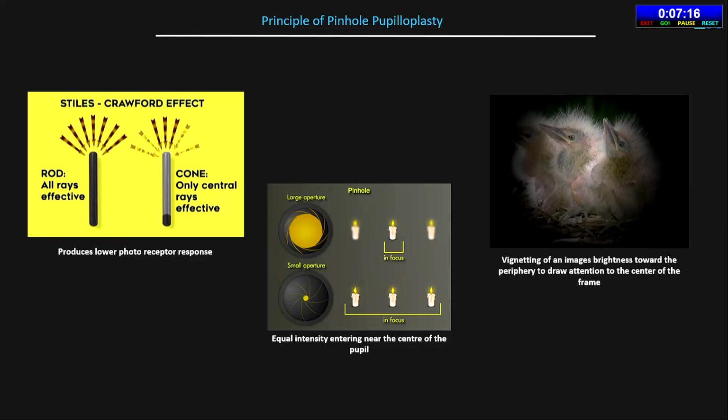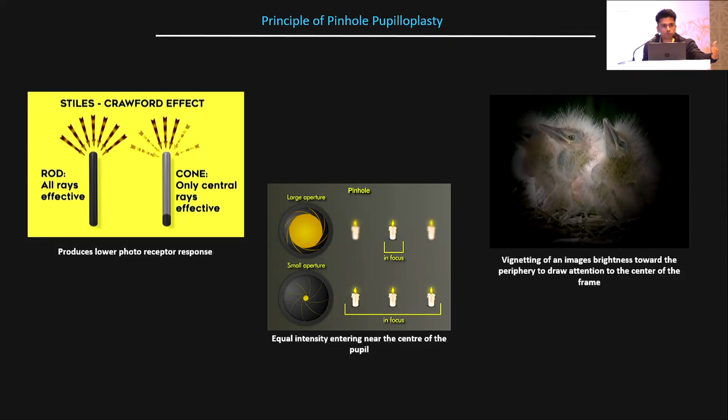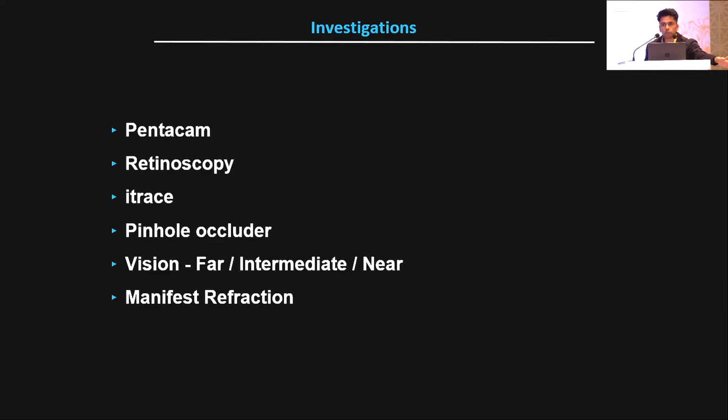It's also the vignetting sign that we see in these cameras, which obviously have a lot of impact on this, and how the rods and cones behave in terms of light that's entering the eye. I'm not going to go into the principles too much, but the idea is also to give you the investigations that you do in these cases: Pentacam, retinoscopy, and eye trace, which really helps, and I'll show you a few of those. The pinhole occluder really defines the customized pupil size that it should be for that particular patient.